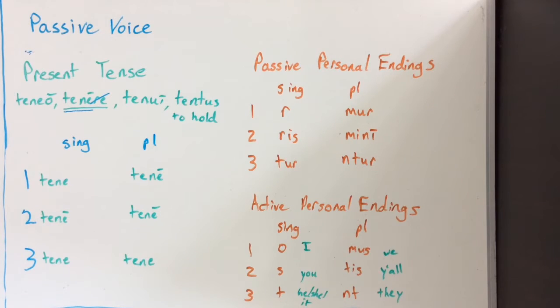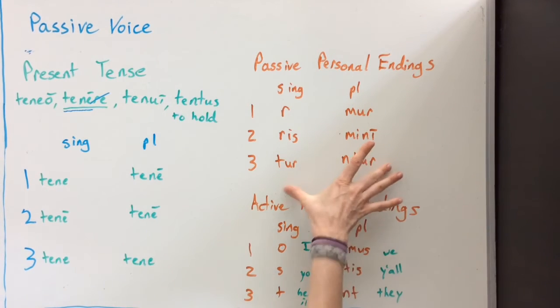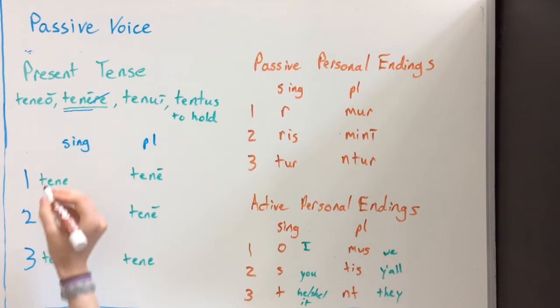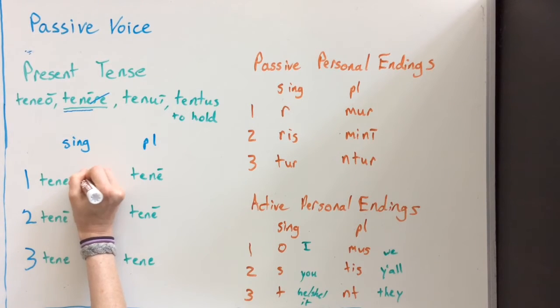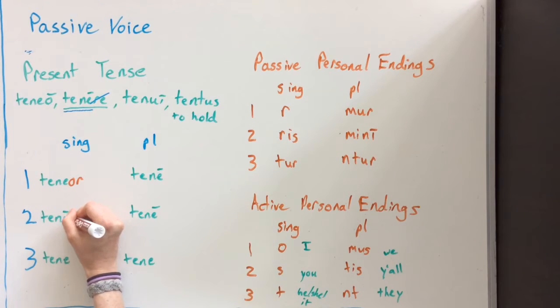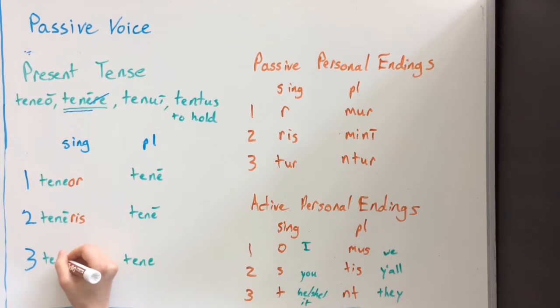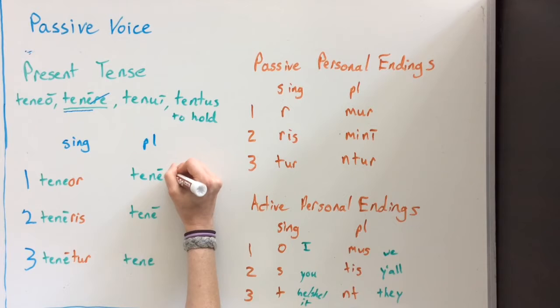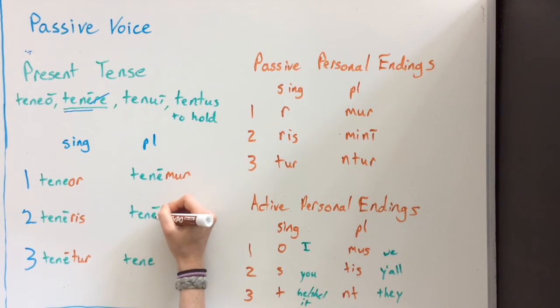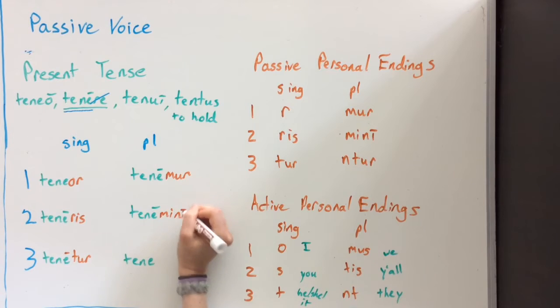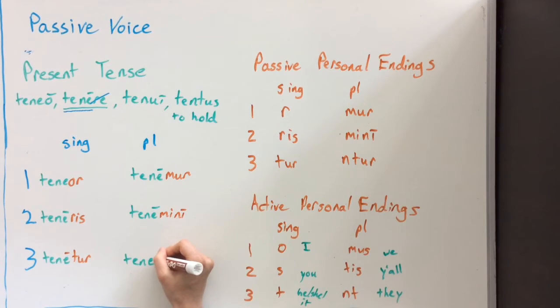And to do that, we'll replace those o, s, t, mus, tis, and nt endings with the passive personal endings. So we will have teneor, teneris, tenetur, tenemur, tenemini, and tenentur.